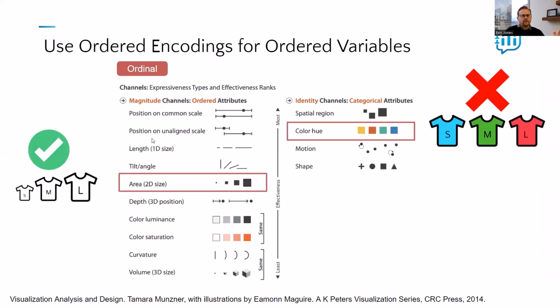Before we do that, though, the icons and their areas are on the left. That's an ordinal variable, t-shirt size. It goes in an order. Using color hue is more appropriate for these unordered or identity channels.